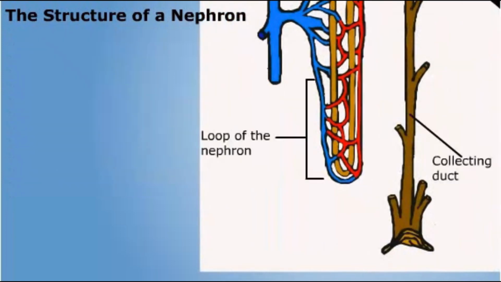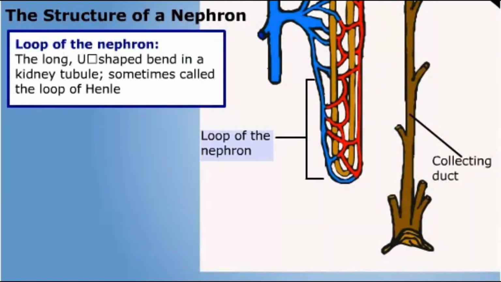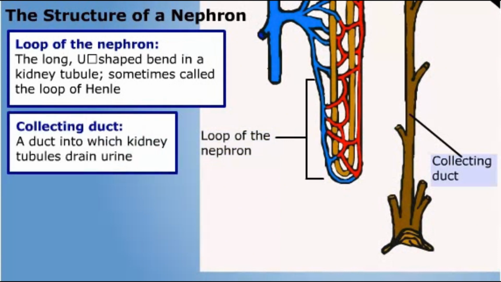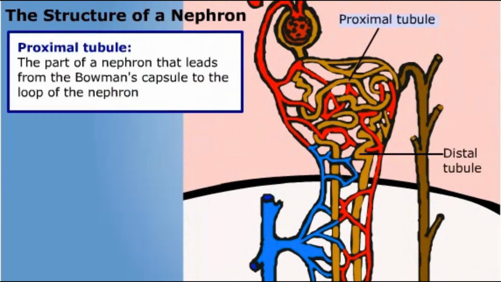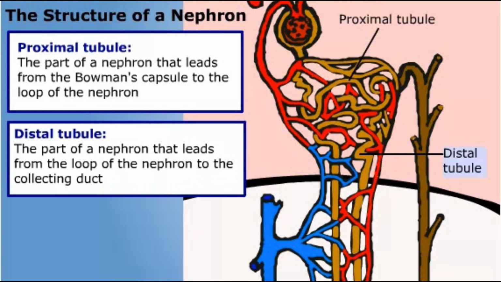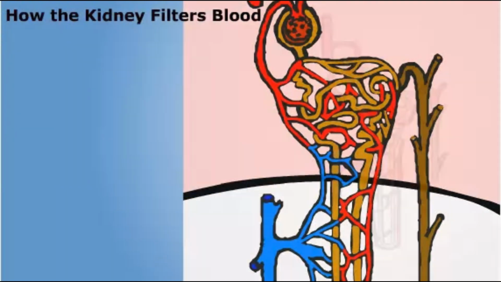The Bowman's capsule is joined to a tubule that forms a long U-shaped bend called the loop of the nephron before emptying into a collecting duct that leads to the ureter. The region leading from the Bowman's capsule to the loop is called the proximal tubule. The region leading from the loop to the collecting duct is called the distal tubule. Now that we know the parts of a nephron, let's look at how it functions in filtering the blood.